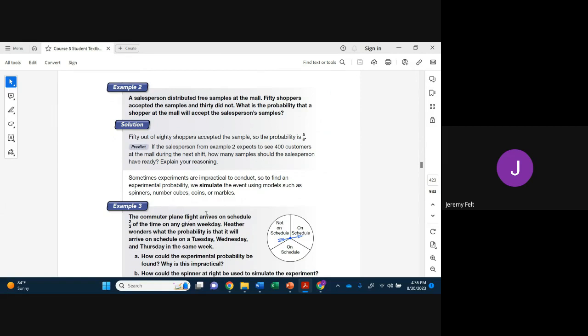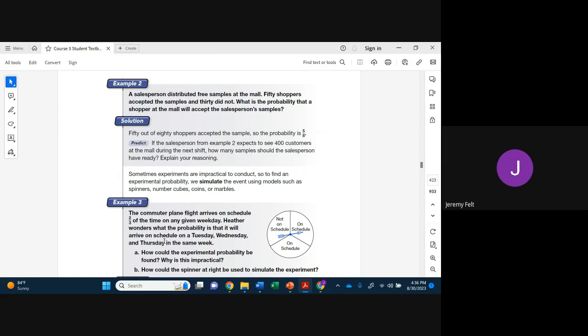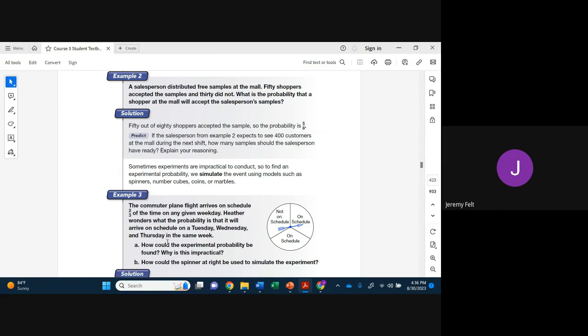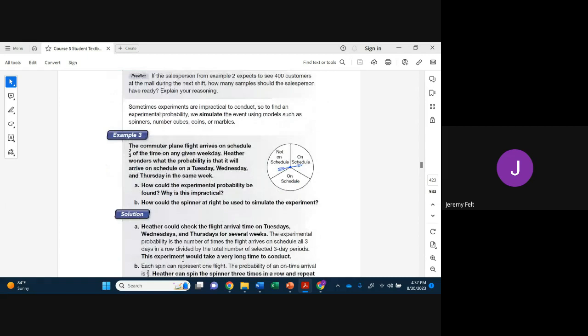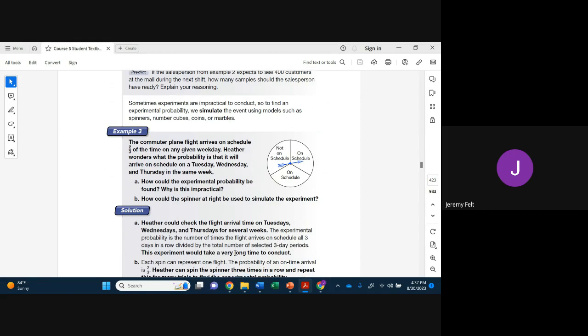So the commuter plane flight arrives on schedule 2/3 of the time on any given weekday. Heather wonders what the probability is that it will arrive on schedule on Tuesday, Wednesday, and Thursday in the same week. How could the experimental probability be found? Why is it impractical? How could the spinner at the right be used to simulate the experiment? So Heather could check the actual flight arrival times on Tuesday, Wednesday, Thursday for several weeks. The experimental probability is the number of times the flight arrives on schedule on all 3 days in a row divided by the total number of selected 3-day periods. This would take a very long time to conduct.